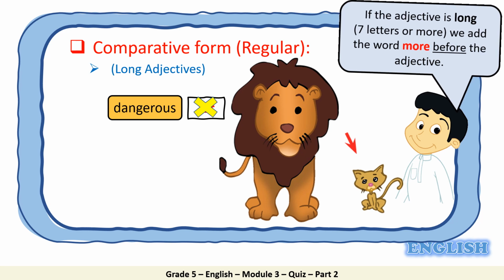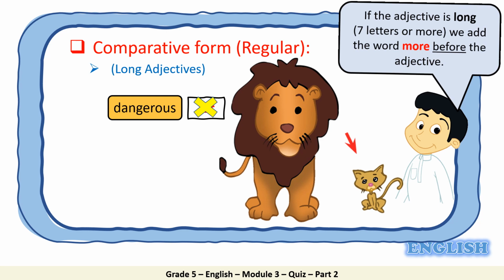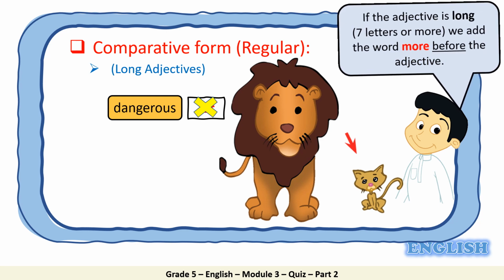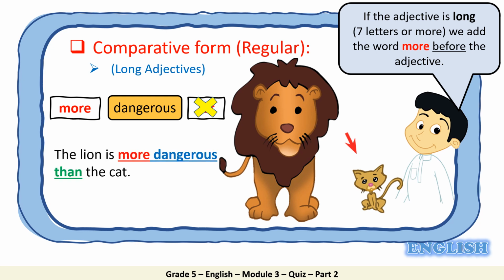If we have a long adjective and we want to compare between two things or two people or two animals, we don't add er at the end of the adjective, but we add the word more before the adjective. Like this example, the lion is more dangerous than the cat.